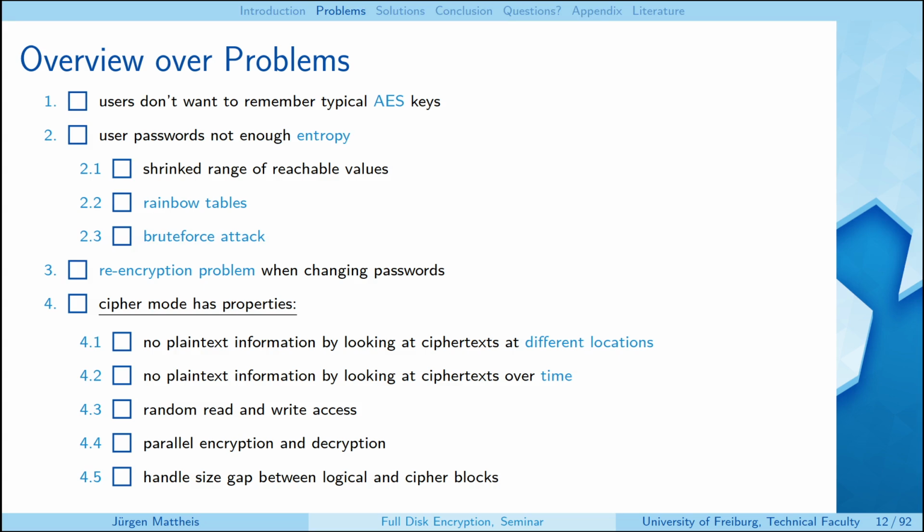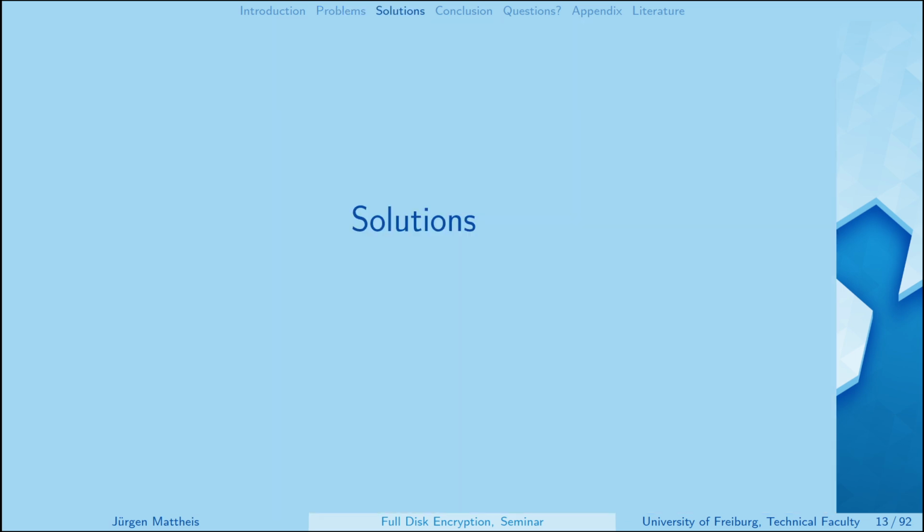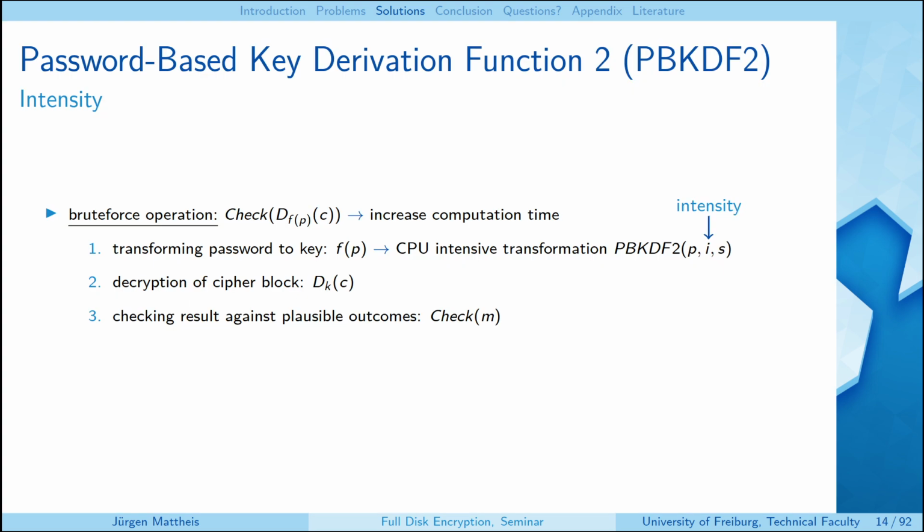Here we have a little overview, a checklist of all the properties, and we are going to update it with check marks as soon as we find the proper method that solves our problems. Our first method is the password-based key derivation function 2. If you remember, one of the problems was that the password domain has too low entropy.